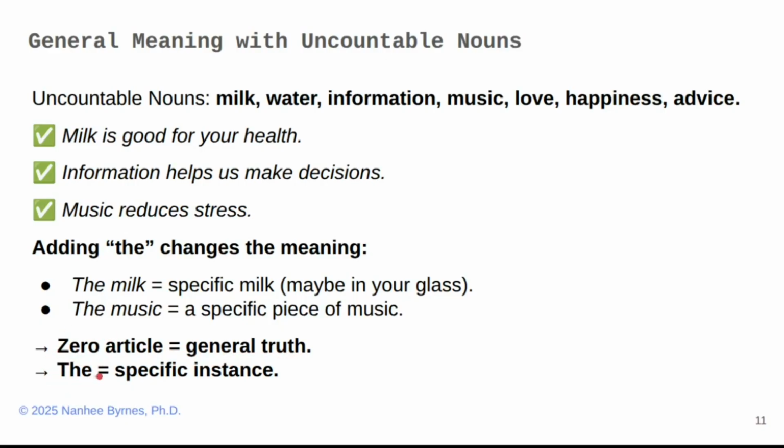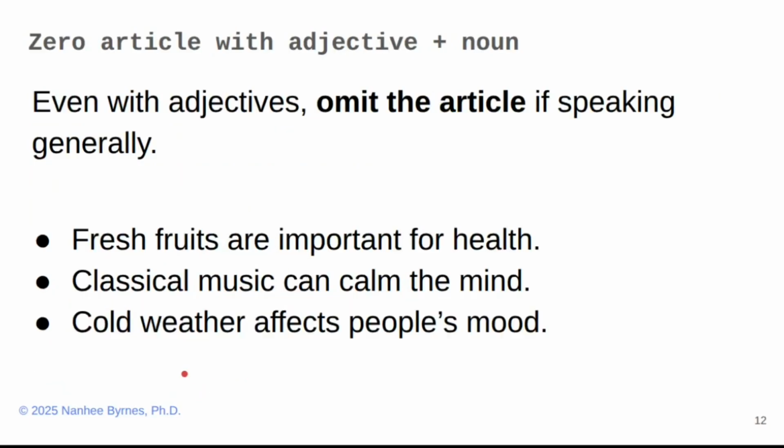What about adjectives before nouns? The same rule applies. Even when you add adjectives before plural or uncountable nouns, you still leave out the article if you're talking about general ideas. For example, fresh fruits are important for health. Classical music can calm the mind. Cold weather affects people's mood. These sentences describe types or categories in general, not one particular fruit, music piece, or kind of weather.